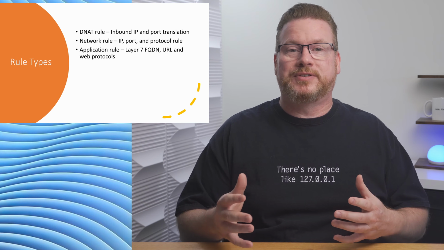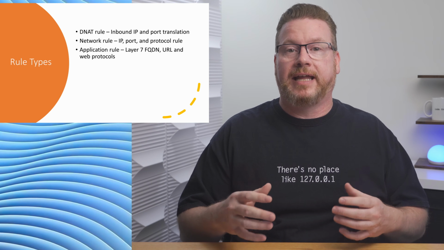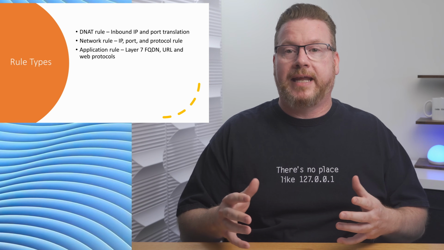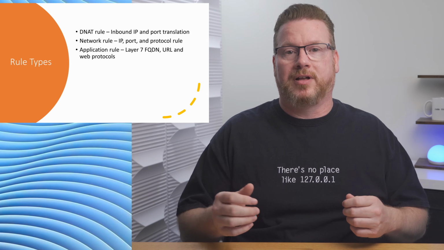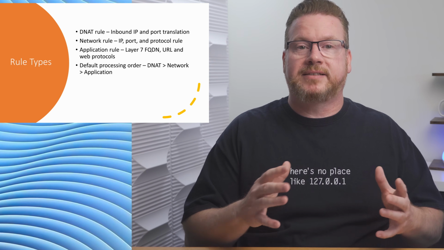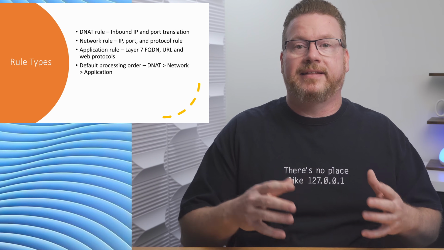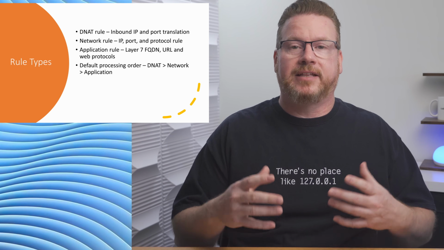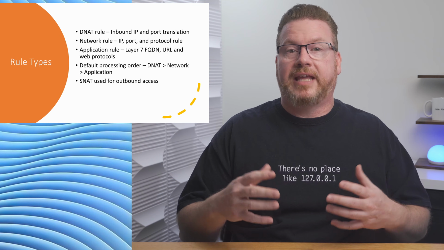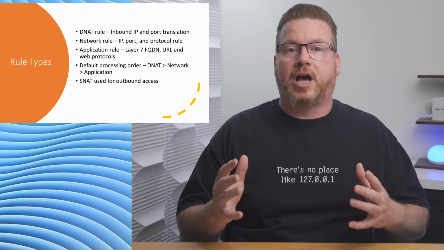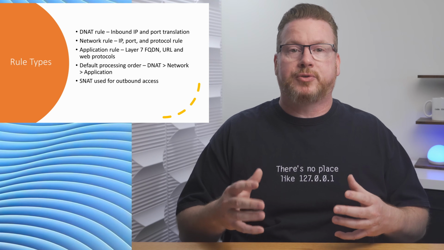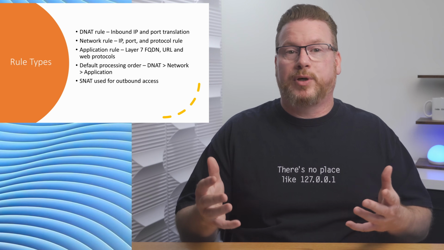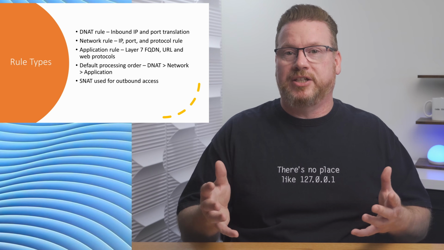Finally, application rules are layer 7 rules that allow or deny inbound, outbound, or east to west traffic using fully qualified domain names, URLs, and web protocols. The rule groups are processed in this order by default: DNAT, then network, and lastly, applications. When a rule is matched, the action is taken and the processing stops. Also, the Azure Basic Firewall uses SNAT for outbound access, so all public traffic comes from the firewall's public IP address. The standard and premium SKU work the same, only with some additional features.